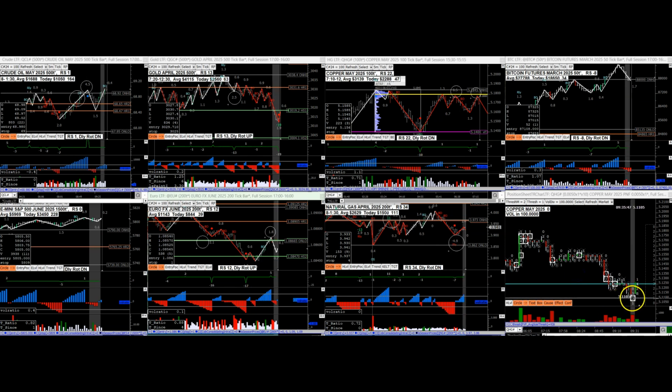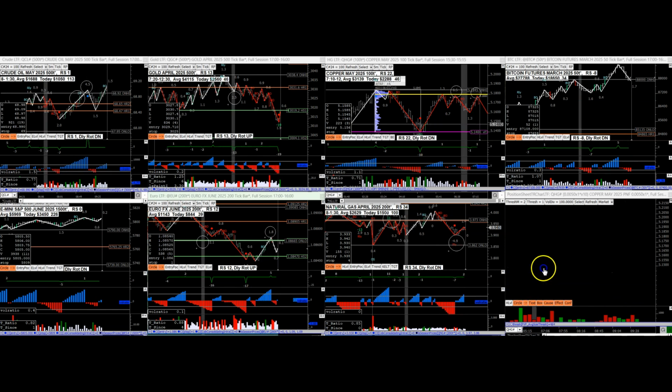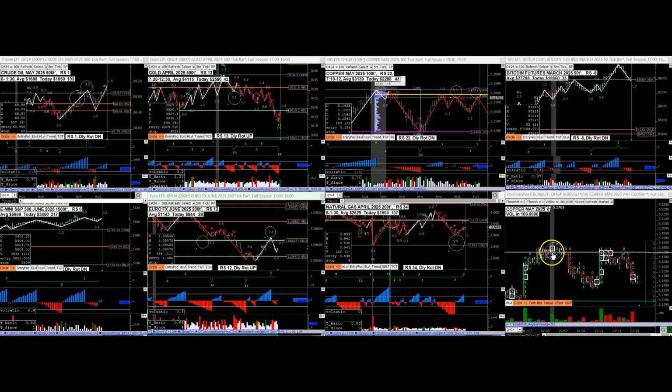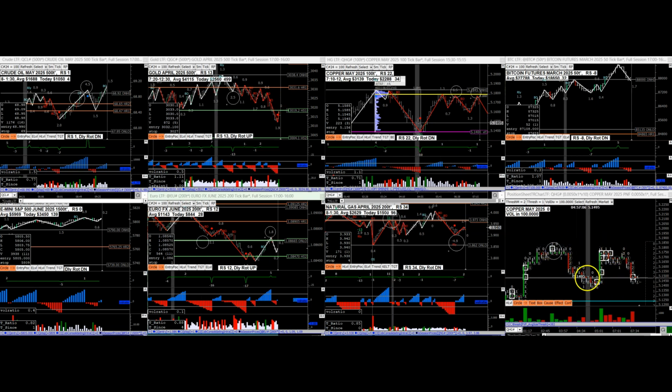Now there's some buying activity here causing the bounce. But this is what we call the footprint of the composite man. Right here, and that's it.